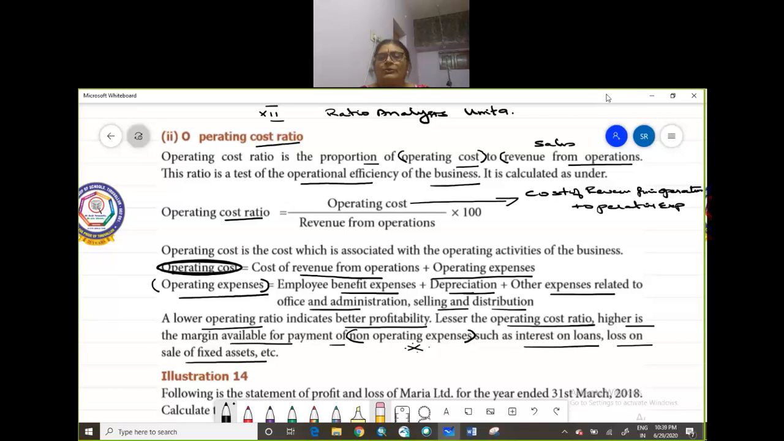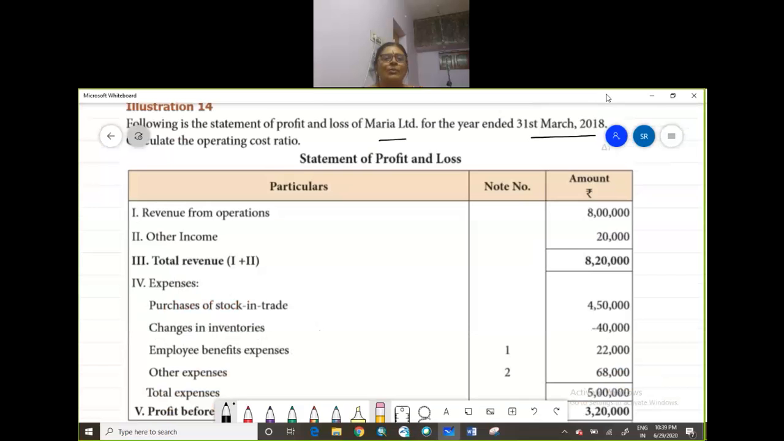Now let us go into the first illustration. Okay. And as you do the problem, you will understand it better. Now illustration 14, you have given a statement of profit and loss of Maria Limited for the year 31st March 2018, calculate operating cost ratio. Now they've given you revenue from operations 8 lakhs. Okay, so that is it. Now 20,000 they have other income, and they've given you something like expense.